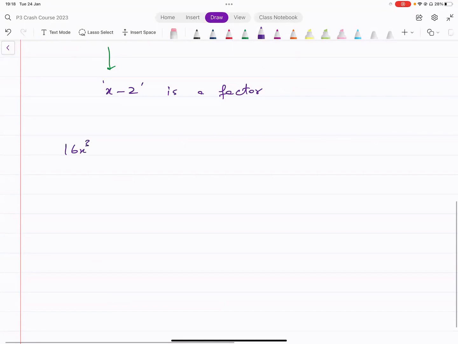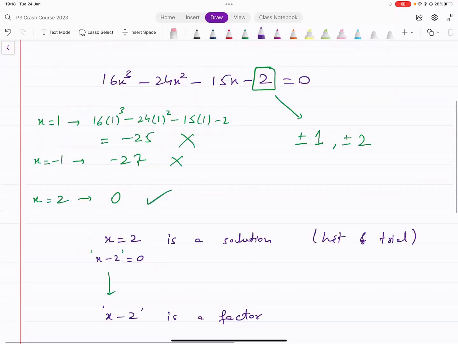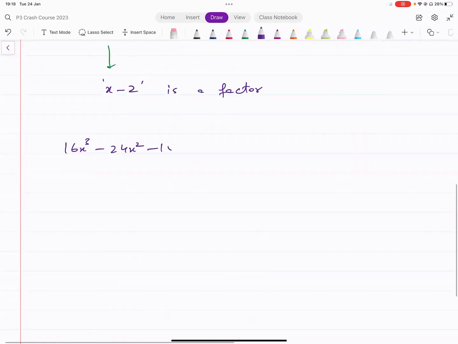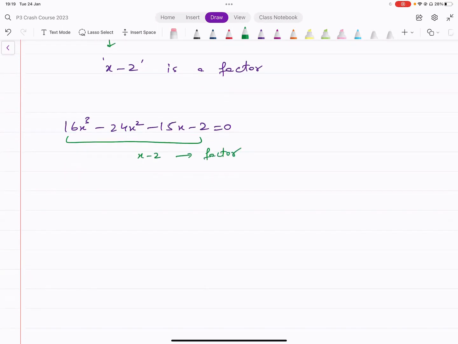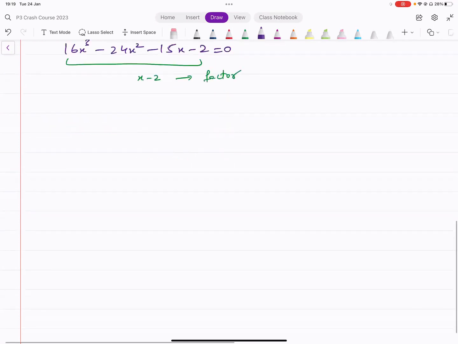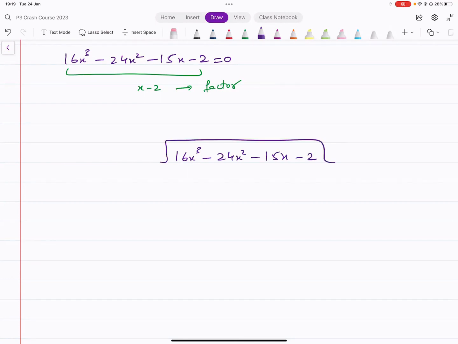So you had this polynomial 16x cubed minus 24x squared minus 15x minus 2 equals 0. We know that x minus 2 is a factor of this polynomial. So how do you find the other factors? You do long division. 16x cubed minus 24x squared minus 15x minus 2, you divide this by x minus 2.